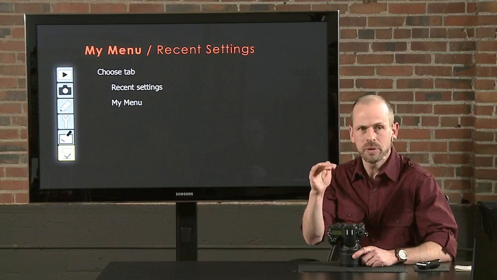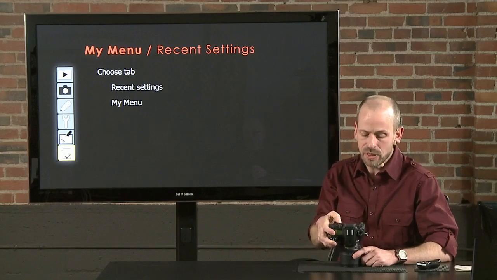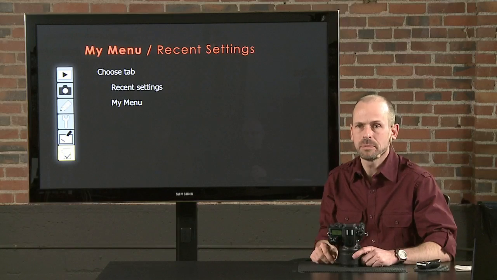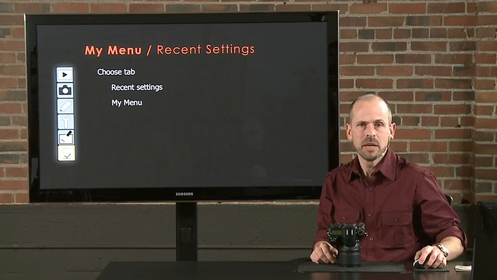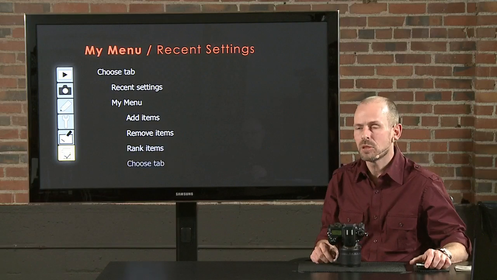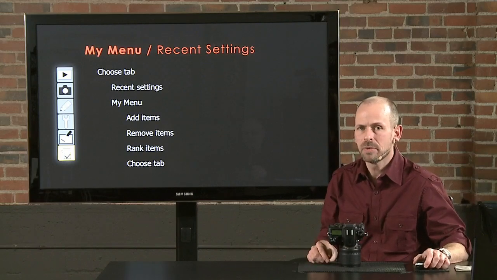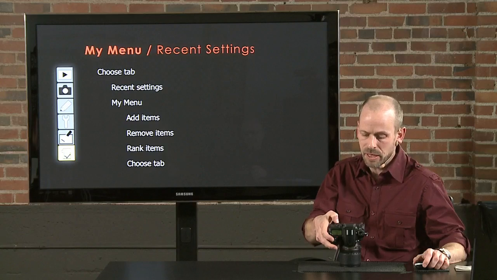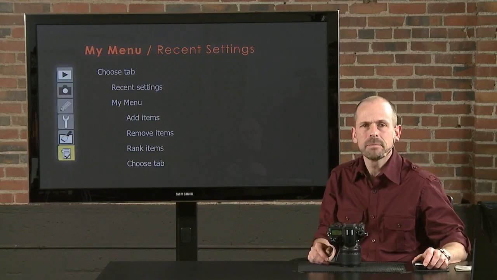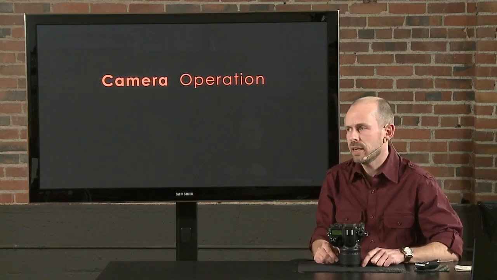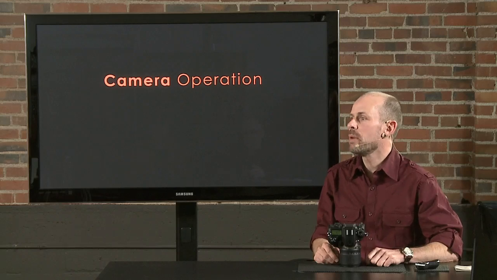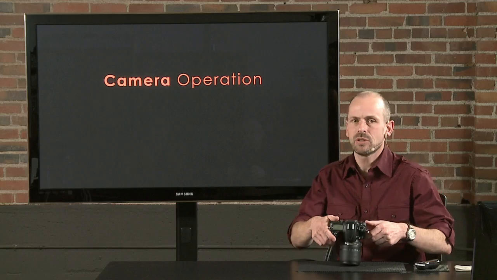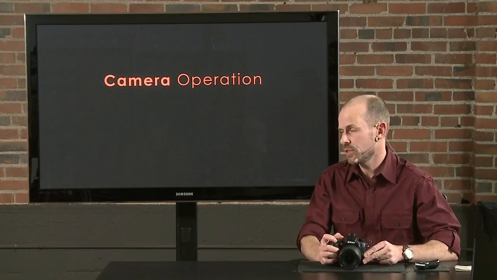And you can order them the way you want, so that when you go into that tab of your menu, it's just those 4 or 5 things that you use most of the time. And it's a nice feature to have. And so you can add items, you can remove items, you can choose the ranking of them, and then choose which tab by going to My Menu. So that ends our tour of the menu system. So we'll kind of take a break and see if there's any questions on other things in the menu system.